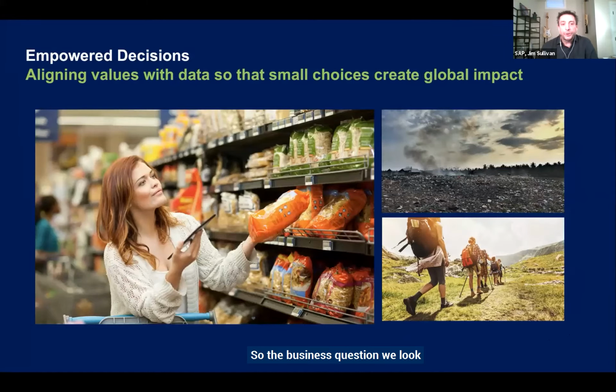So the business question we look to focus on is really around empowered decision making, whether it's for consumers, employees of a business, or government employees. How do we really align data with values so that small choices can add up to global impact? One of the big challenges with climate change and ocean plastics is many people feel that these issues are so big. What can I do to make a difference? And we're here to show you that today.